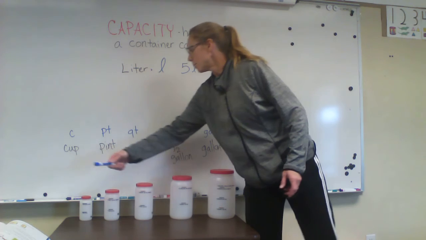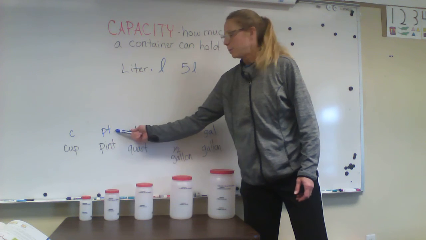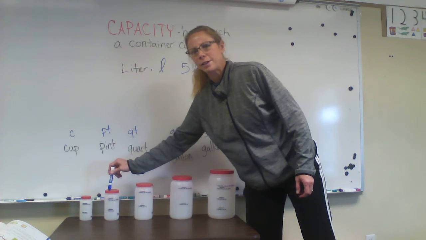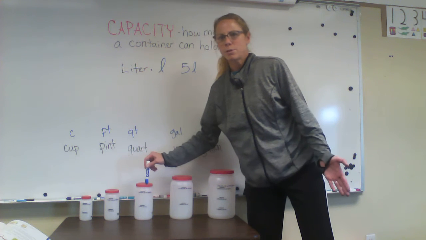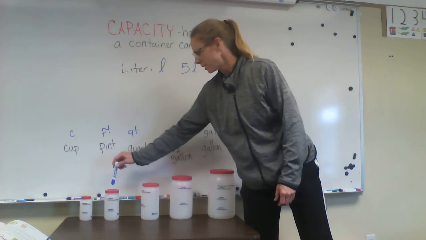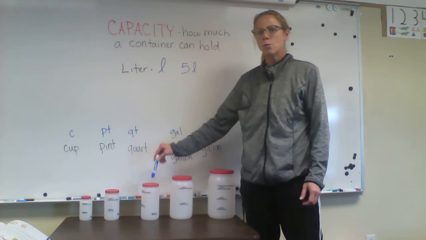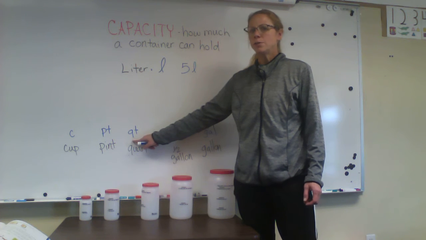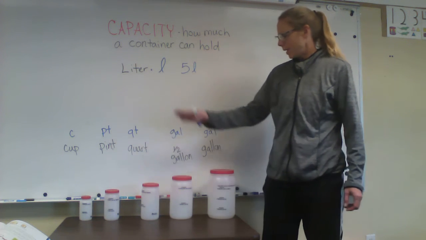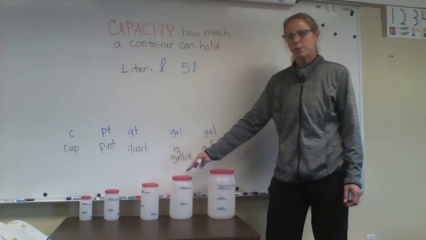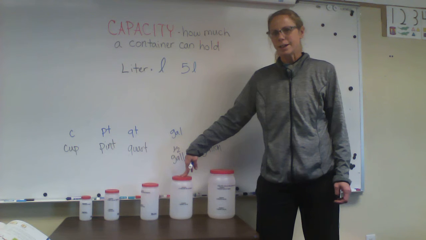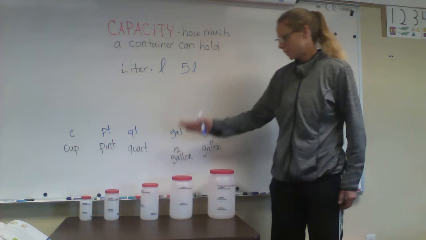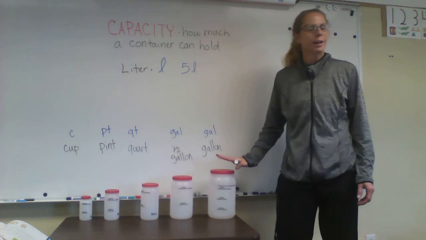So 2 cups equals 1 pint. PT is the abbreviation for pint. 2 cups equals 1 pint. Guess how many pints equal a quart? If you said 2, you are correct. 2 pints equals 1 quart. And so quart is abbreviated QT. Okay? Then 2 quarts would equal a half of a gallon. Okay? Gallon, G-A-L, gal, a gal. And then, of course, 2 half gallons makes 1 whole gallon.